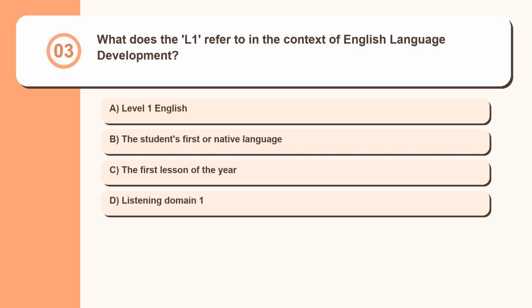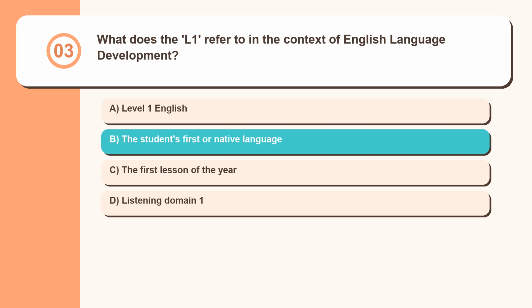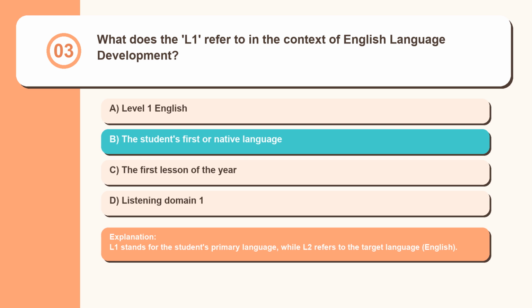Question 3. What does the L1 refer to in the context of English language development? Level 1 English, the student's first or native language, the first lesson of the year, listening domain 1. L1 stands for the student's primary language, while L2 refers to the target language, English.